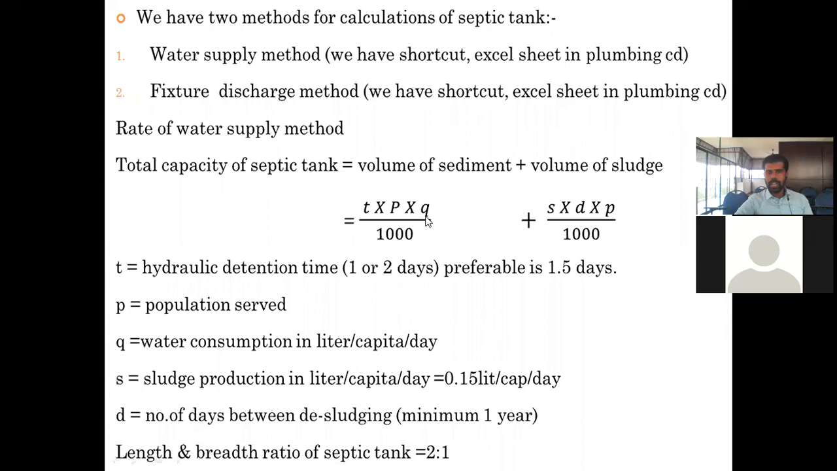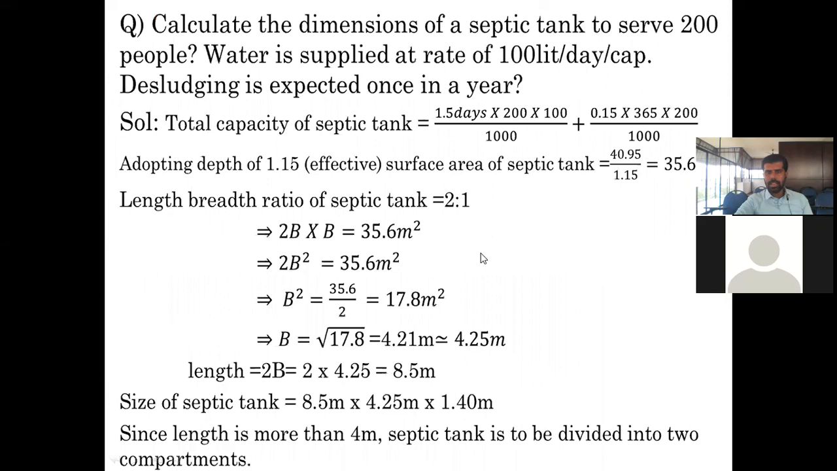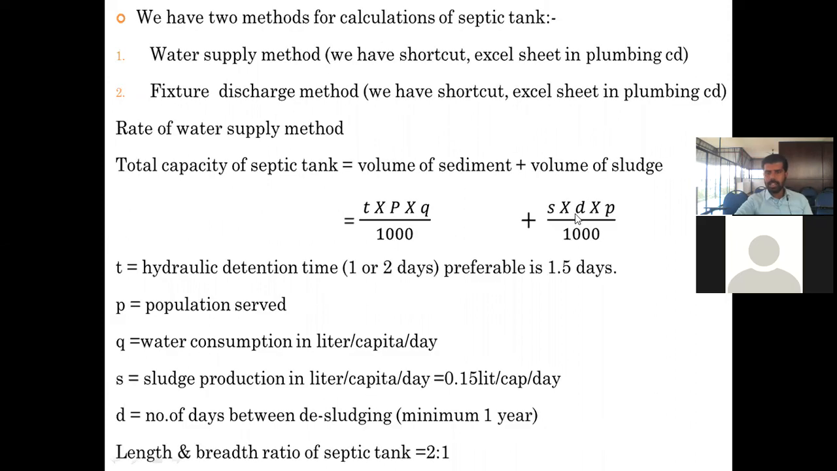Q is 100 divided by 1000 plus S. S is how much? 0.15 plus D. How much is the number of days between these? Minimum 1 year. They have said once in a year. So it is how much? 365 into P, where P is the number of people, divided by 1000. You will be getting the total capacity of the septic tank.